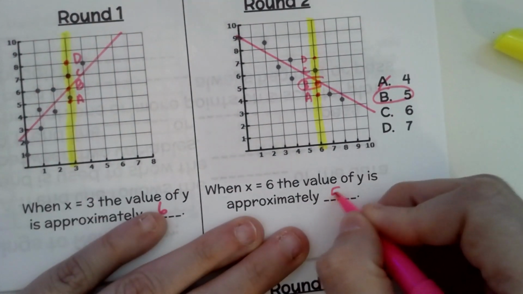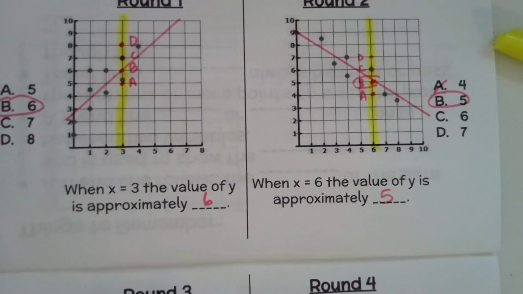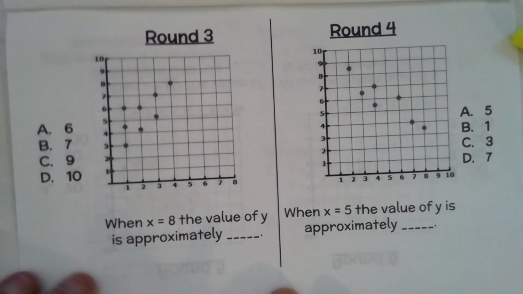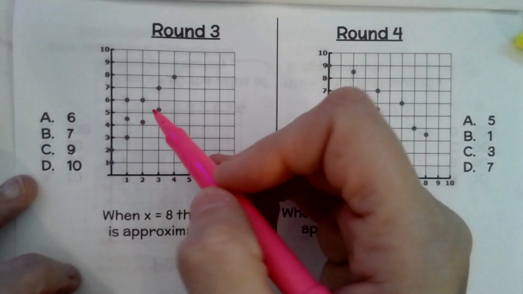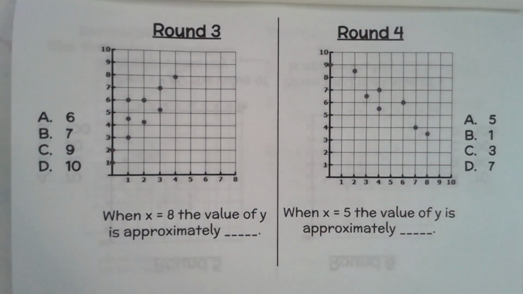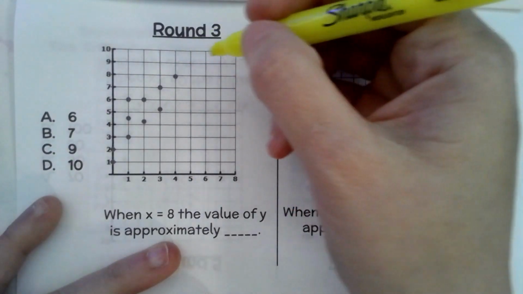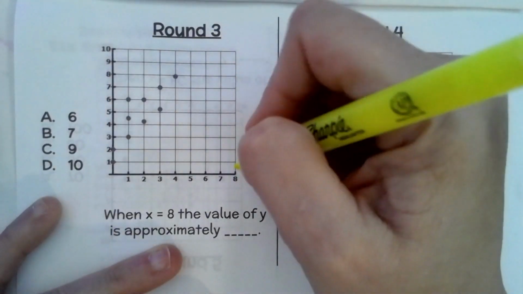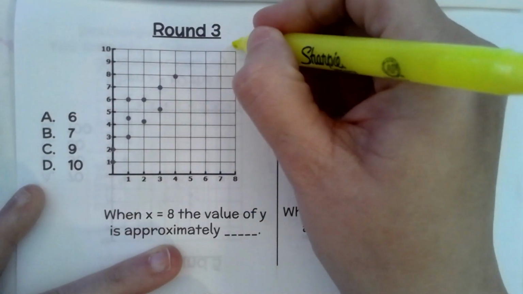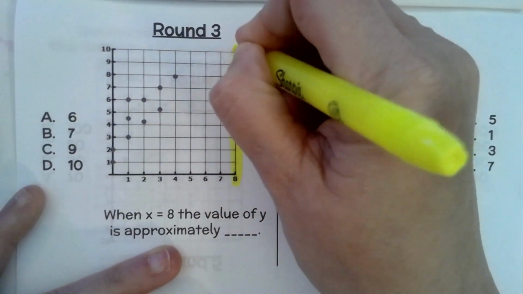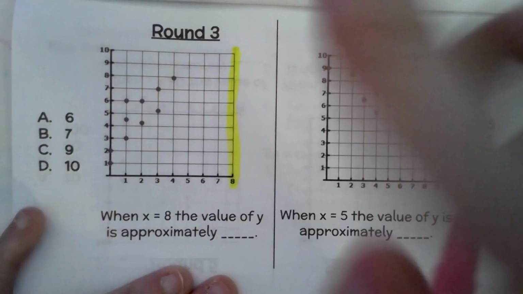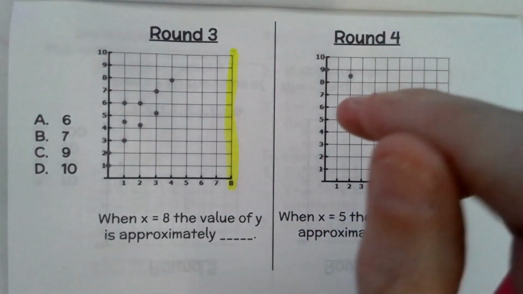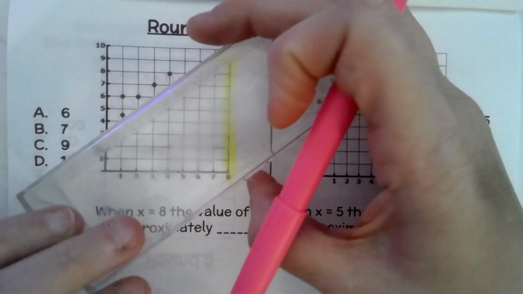Okay, so again, I'm going to go through the strategy one more time, and then again, I want you to pause and try this yourself. So again, when x is 8, the value of y is approximately something. So x is 8. That's what I'm looking for. Now this one's going to be a little trickier because it's way over there. So I'm going to draw my trend line.